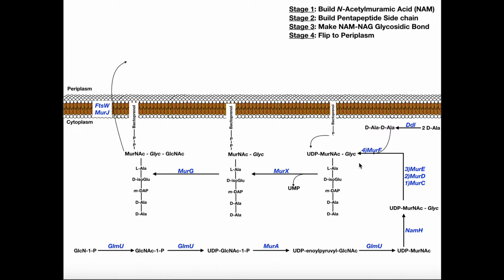Now, all of this that I've just talked about, of course, occurs in the cytoplasm. And that's regardless of whether or not you're talking about gram-positive or gram-negative. It's the same. So if we're talking about gram-negative bacteria, stage 4 is going to be to flip all of this to the periplasm. We're going to flip this over into this space right here. If this were gram-positive bacteria, it would be flipping it into the extracellular space. This flip is catalyzed by a couple of enzymes right here, MurJ and FtsW. They work together and they flip this up here. What do I mean by that?